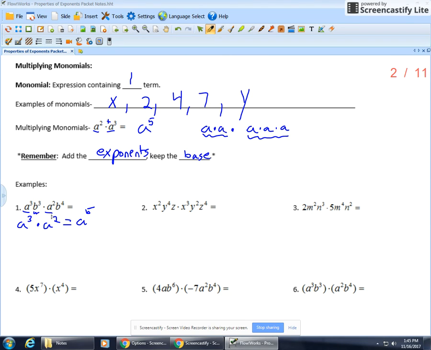Then we'll look at the b's. So we've got b to the third power times b to the fourth power. And you add those exponents and get b to the seventh power. So I could write this as a to the fifth, b to the seventh, and that would be my final answer. Separate the two first, and then put them together. All right, so that's multiplying exponents with the same base. When you multiply, you add the exponents.